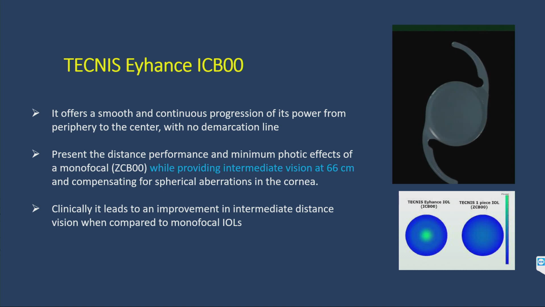And another lens, that is Technis Eyehance lens. I would call it a Superman monofocal lens because this is basically a monofocal lens, but it gives intermediate vision up to the range of 66 centimeters. This extended depth is given by a smooth continuous progression of its power from the periphery to the center with no demarcation line. And the advantage of this lens was that the photic phenomena were less, and since it is a monofocal lens, it could be implanted in patients who are not ideal candidates for multifocal because of either some macular lesions or other ocular pathologies. So such people, we could offer these lenses, at least they could have some intermediate vision.